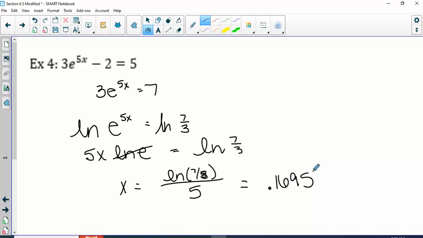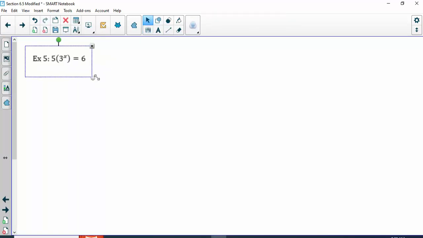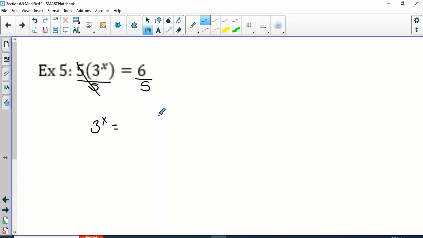Okay, I want you guys to try the next one. See how far you get with it. Would a natural log be beneficial on this one? No, regular log again. Okay, but first get that exponential by itself. Order of operations tells you that you have to do exponents before you can multiply, so we can't multiply the 5 and 3 together, so instead we divide by the 5. So 3 to the x equals 6/5.